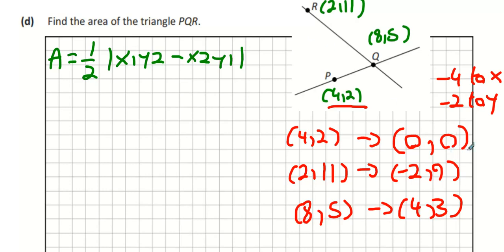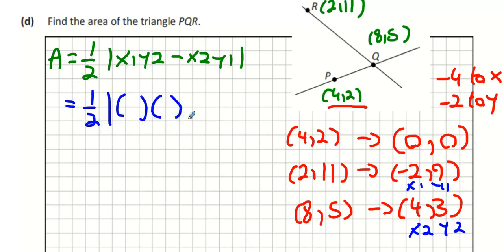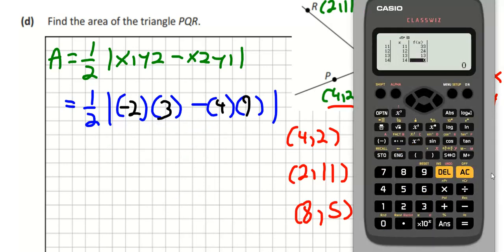Now we have 3 points to choose from. You never choose (0, 0); you choose the other two. We'll call this one x1, y1 and this one x2, y2. What we're hoping is that we'll get an answer of 21 when we do this correctly. So it's a half, and we fill in our numbers. x1 is minus 2, y2 is 3, x2 is 4, and y1 is 9. Throw all this into the calculator.